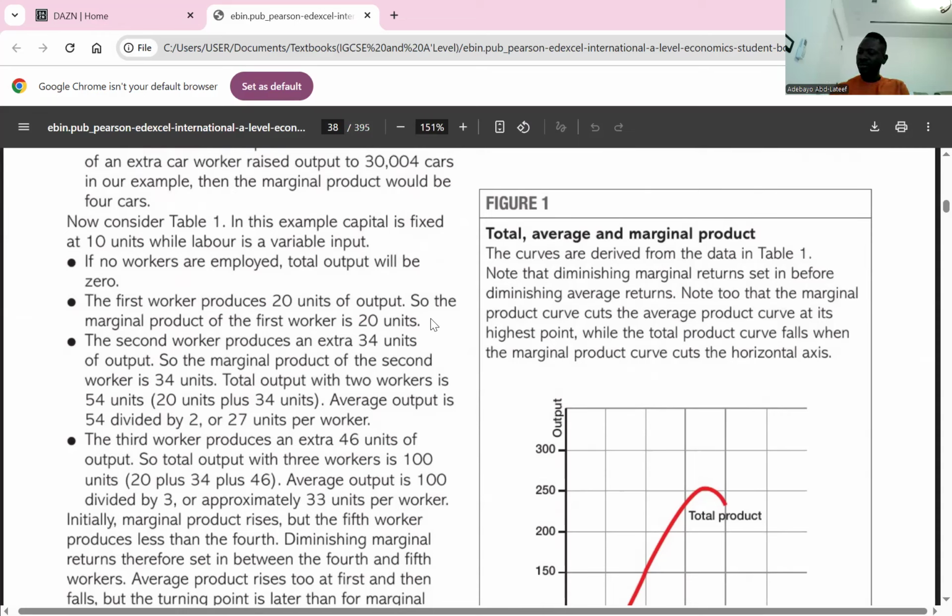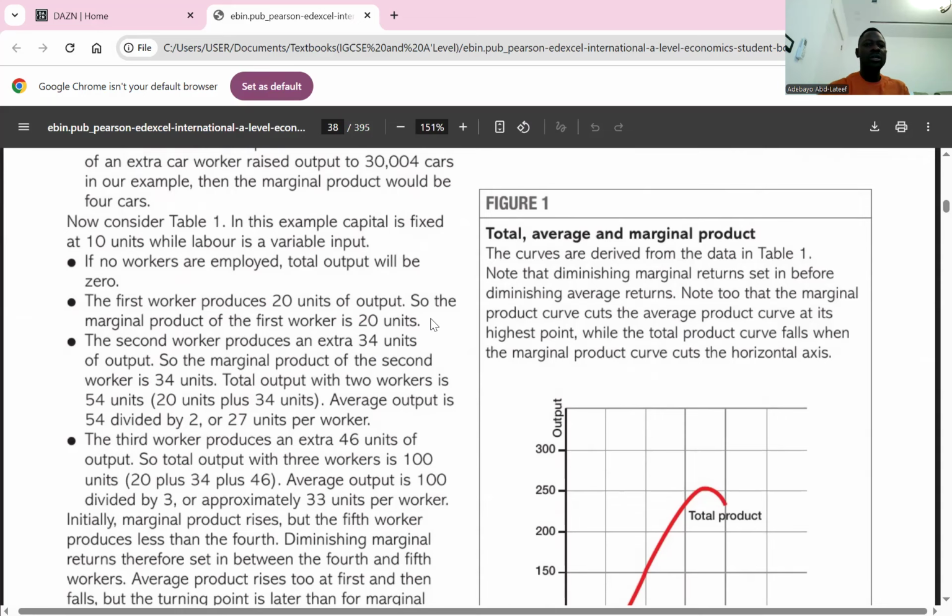So that's it here. You see, initially, the total product rises, then starts falling. The average product starts rising, then starts falling. The marginal product rises, then starts falling. So all these will bring about the law of diminishing marginal utility. Any question about that? No, sir.